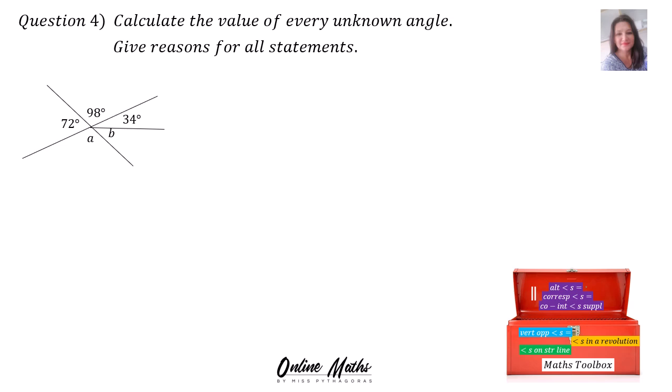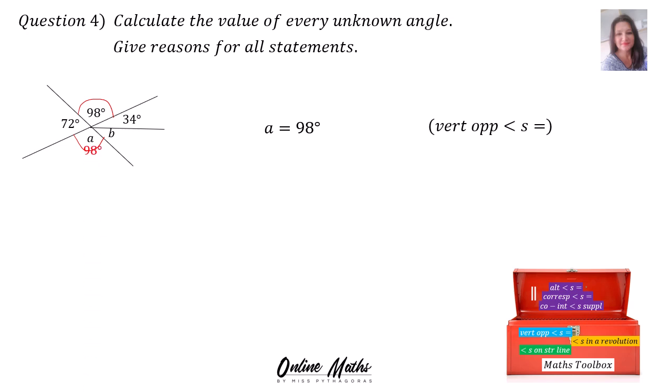Question 4. Calculate the value of every unknown angle. Give reasons for all statements. Now let's see what's happening. Can you see that there's two straight lines and they intersect each other, and then there's this other line over there. Now, first of all, let's go to A. Do you agree there's 98 degrees and there's A? Can you see that those two angles are vertically opposite angles? And our statement says that vertically opposite angles are equal. So therefore, A's value is also 98 degrees.